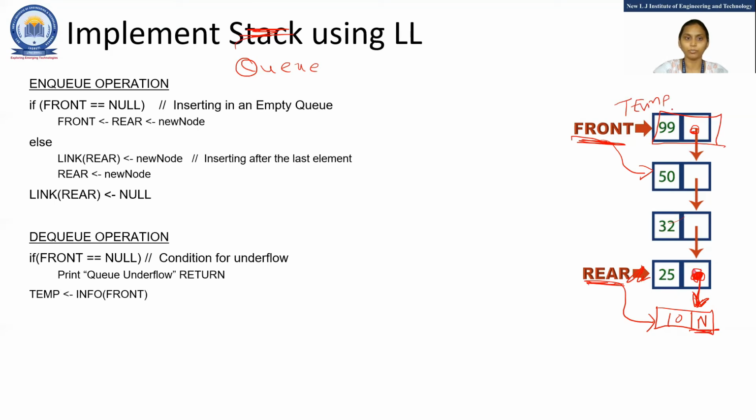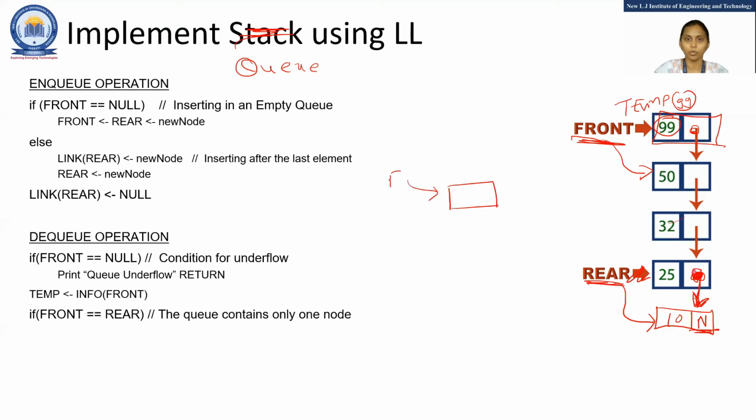Temp will get its value from the link info of front. So whatever is here, 99, will be copied into your temp. Then, if front and rear are pointing to the same node, front and rear will point to a single node. In a case where I have only one element in my queue, both the pointers are pointing to the same node, and this node has a null link address.